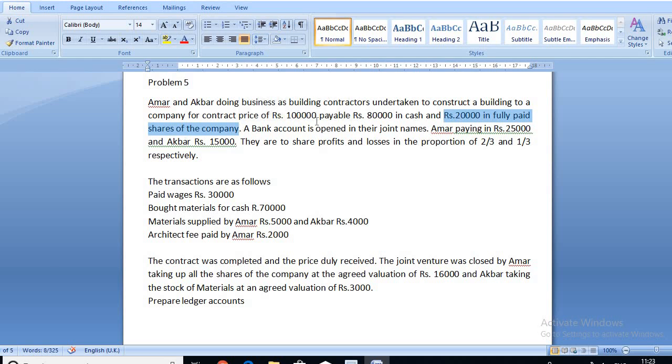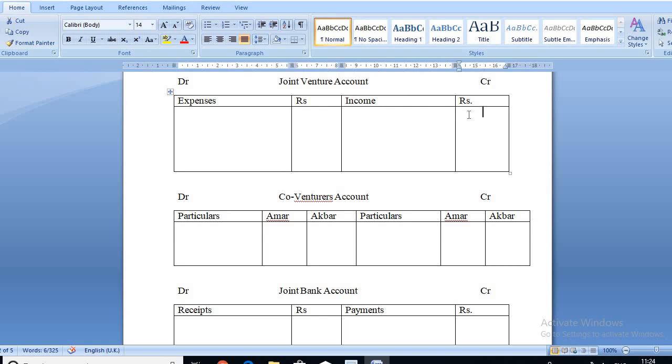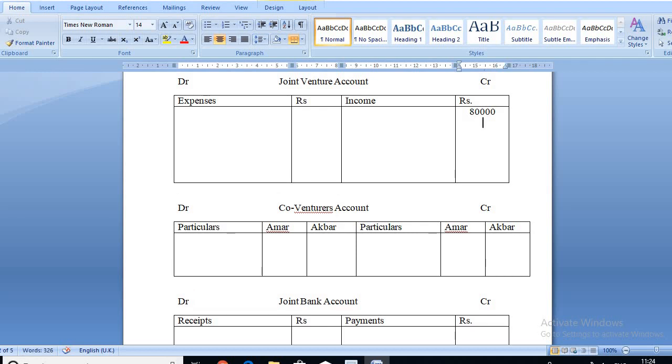So first, to record this transaction. What's the first transaction? Contract price. If they complete the building, they will get 1 lakh rupees. It's an income for the business, so income should be recorded in joint venture account. Of the 1 lakh rupees, 80,000 is received in cash, in the joint bank account, and the 20,000 in the form of shares, in the shares account. So the first transaction is over.